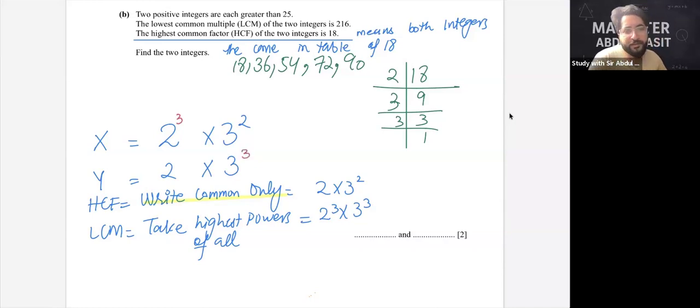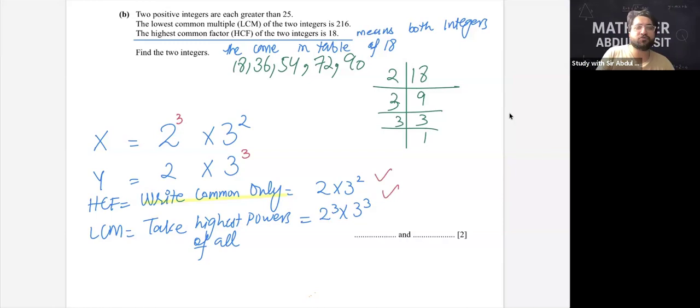Now with this, do we have the LCM and HCF the same or not? Just check. If I take the common part of both, it is still 2 multiplied by 3 square. And if I take the LCM, I have the highest powers of all, which is 2 cube and 3 cube. I cannot change both in a single integer. I have to change in the cross, because I have to keep everything correct.